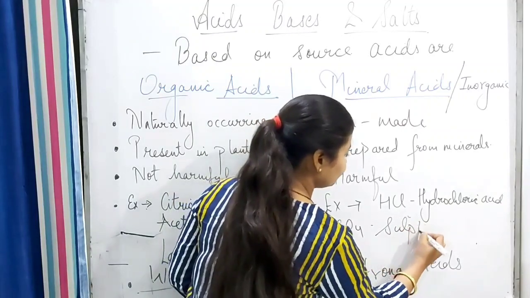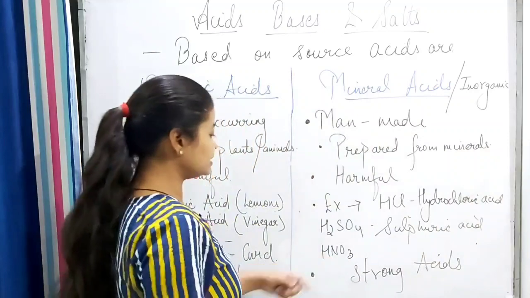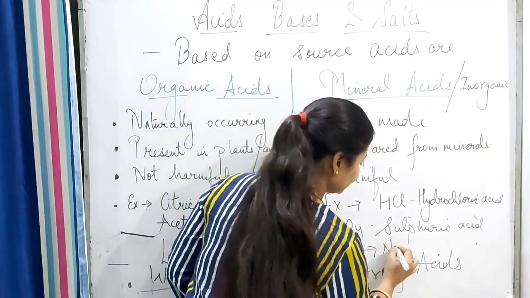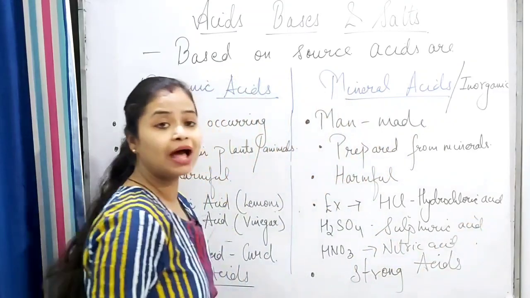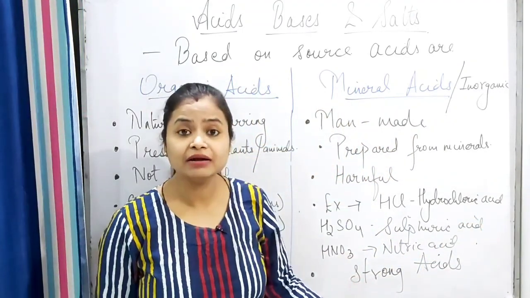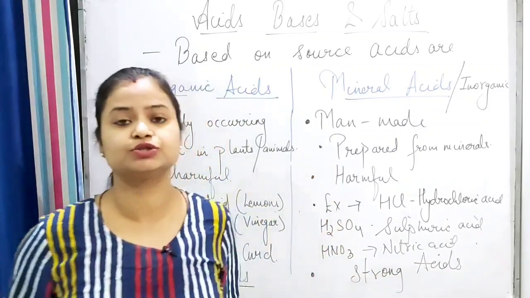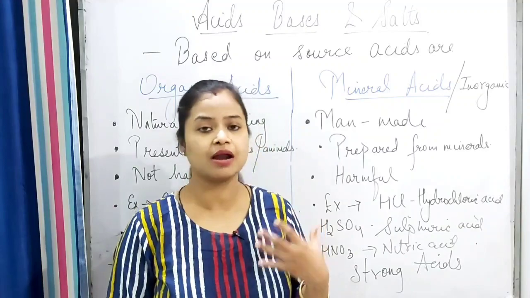H2SO4 is sulfuric acid. Then HNO3 is nitric acid, okay? These all are examples of mineral acids, and they are strong acids. Strong acids, because as I told you, they are harmful.